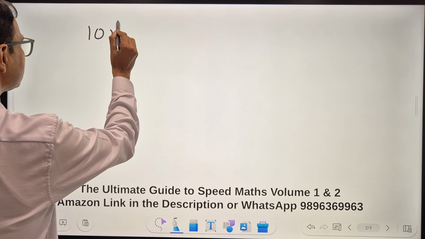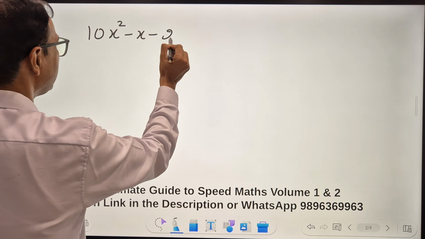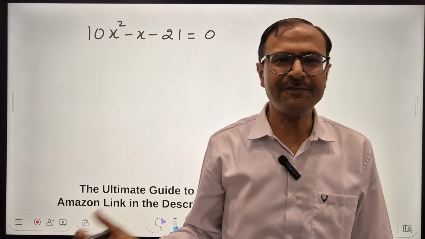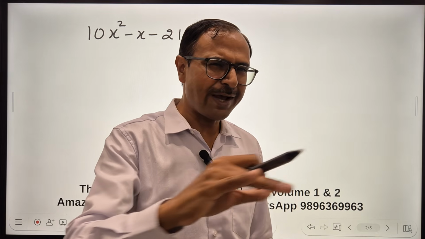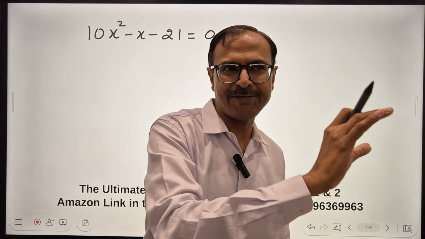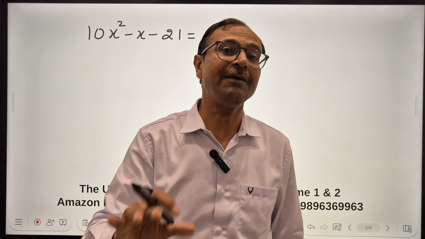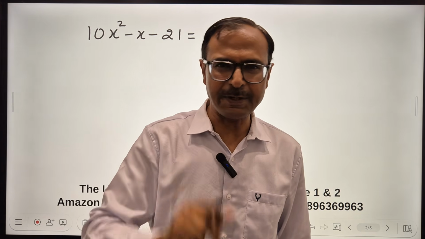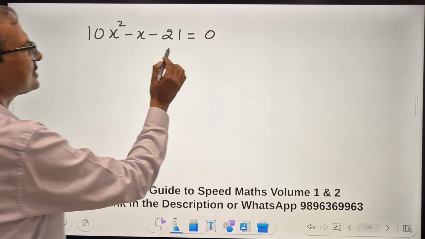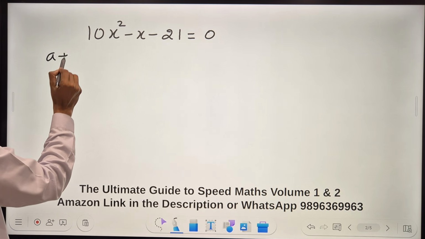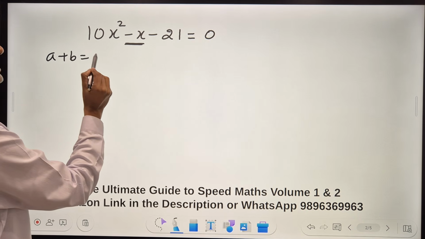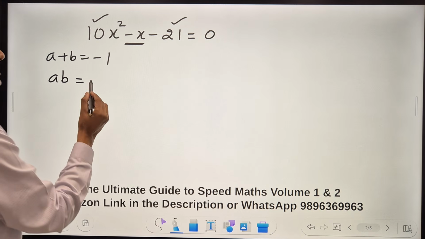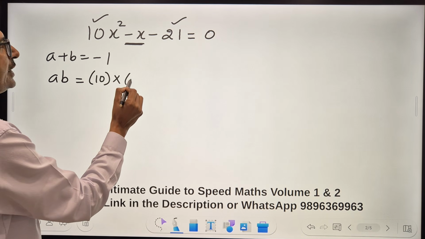Now suppose I have 10x squared minus x minus 21 equal to 0. And I want to find the middle term split factors first, and then, without having to take the HCF, the GCF, of the first two terms and the next two terms, I will find the roots of this equation directly. First, the middle term splitting part. I need two numbers, we all know that, right? Whose sum is the middle term coefficient, that is minus 1, and whose product is the product of the first and the last terms, that is 10 times negative 21.